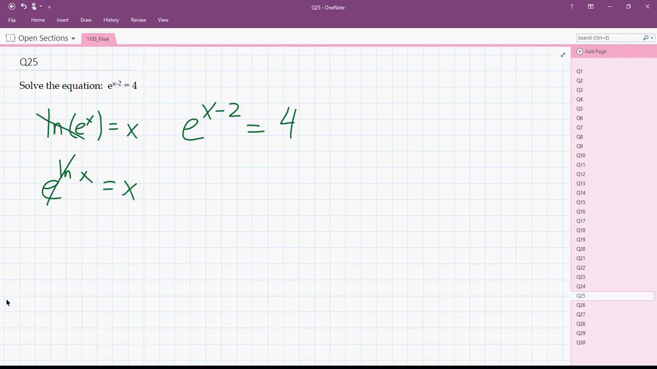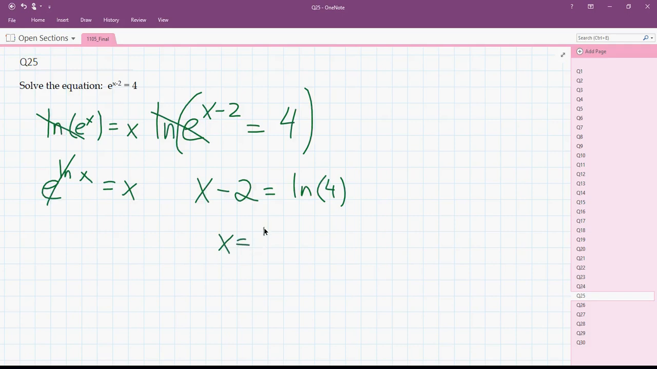So if we're trying to isolate the x on top, what we're going to wind up doing is just taking the ln of everything. So if we take the ln of that, these cancel. We're left with x minus 2 on this side, and that will be equal to the ln of 4. And to solve that, we would add 2 on both sides, and we arrive at x is equal to ln of 4 plus 2. If your professor is interested in a specific numeric answer, that gets plugged into a calculator.